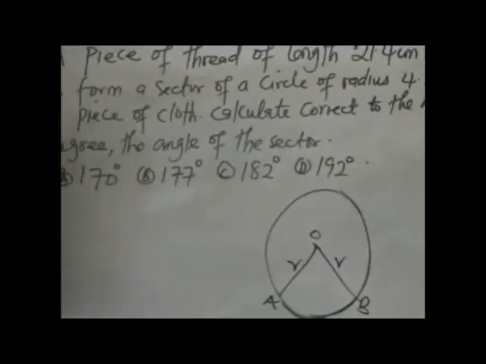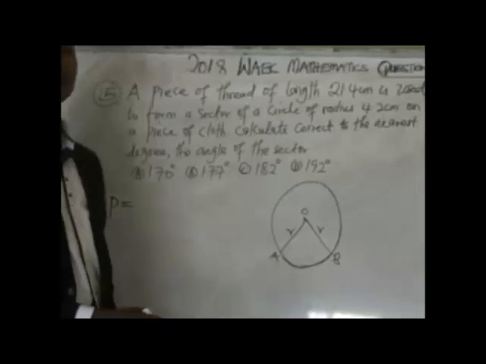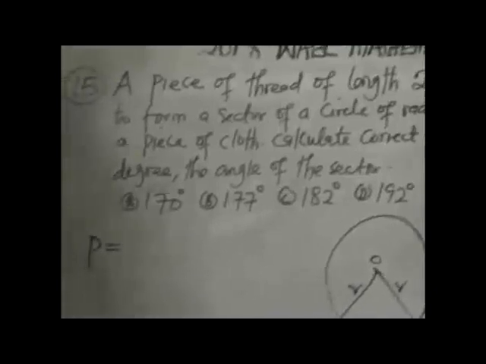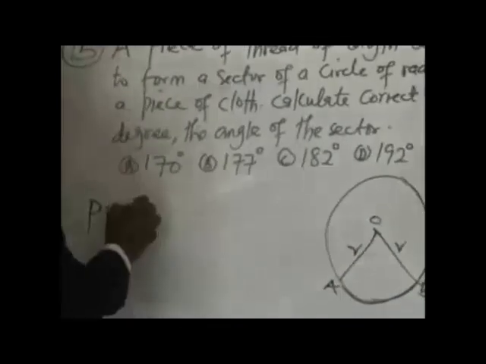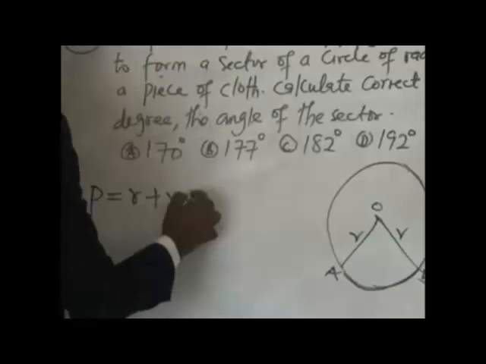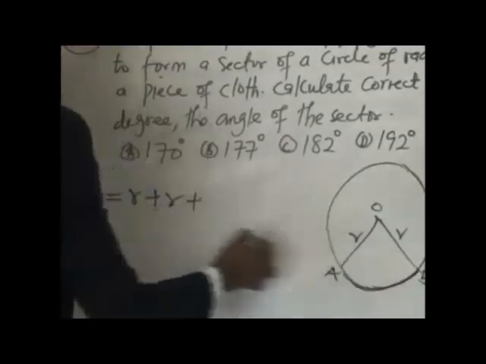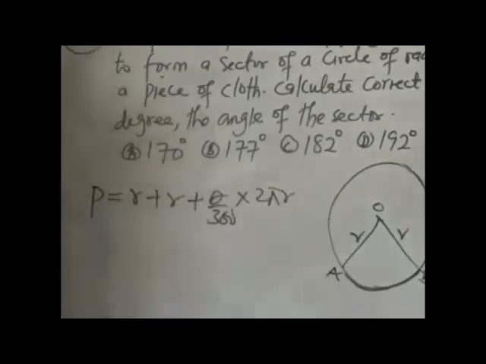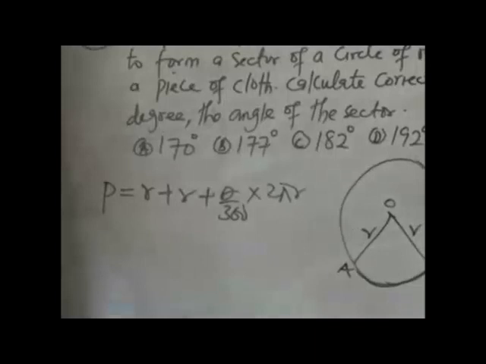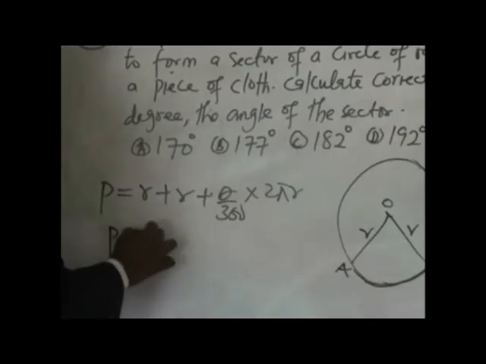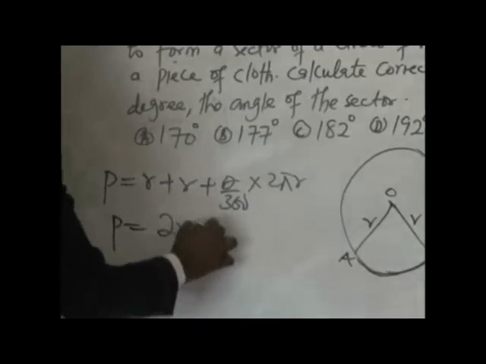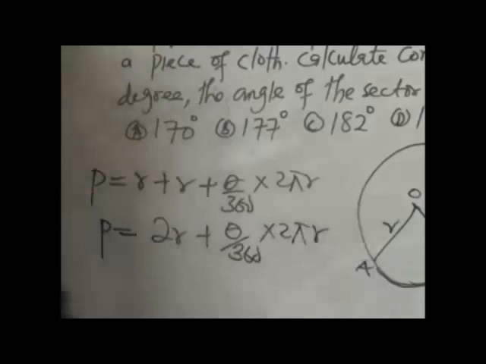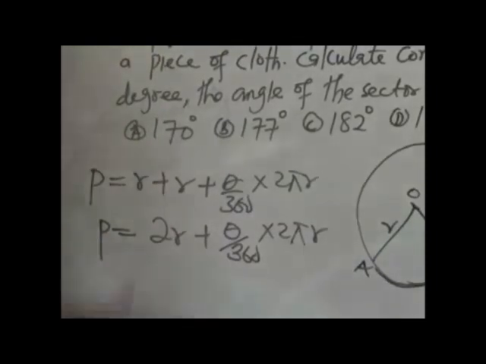So the perimeter of the sector, what is perimeter? Perimeter is the distance around a shape, the total distance around a particular shape or object. So the perimeter of a sector will now be the radius r plus this radius plus the length of this arc, which is theta over 360 times 2 pi r. This becomes the perimeter of the sector. So from here you have P equal to 2r plus theta over 360 times 2 pi r. So what is left for you is to substitute your parameters.